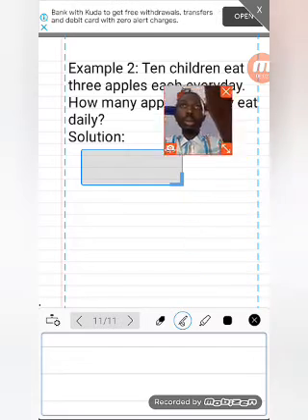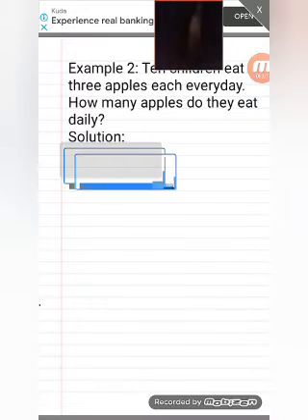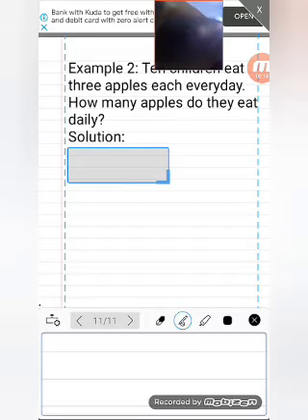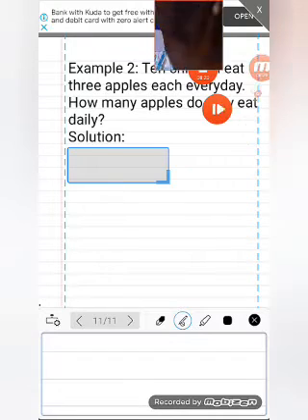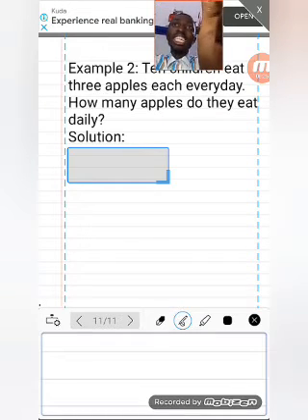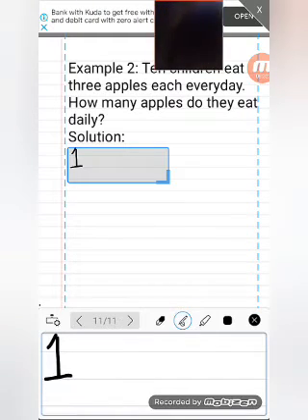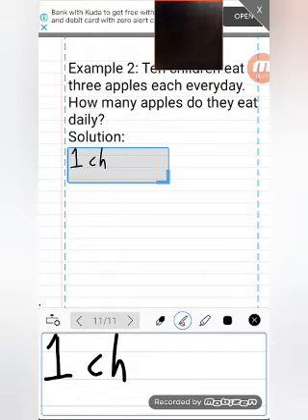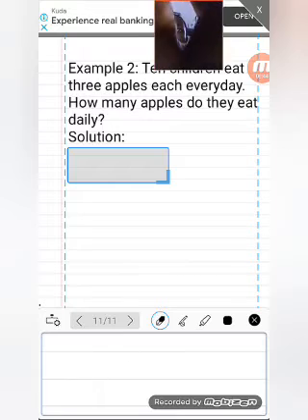So what do we do for multiplication? We do as usual. We write out a statement. We can easily write out a statement to clarify this. 10 children eat 3 apples each day. That means one child, or rather each. The meaning of each implies multiplication.